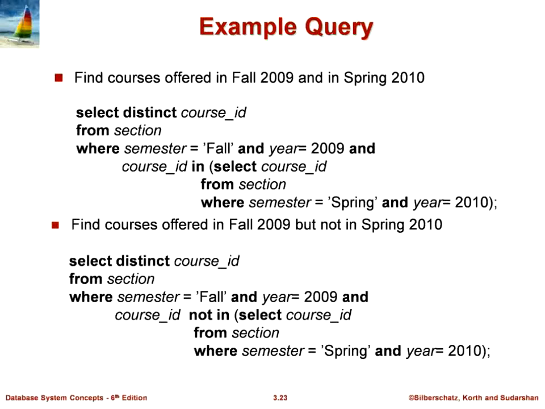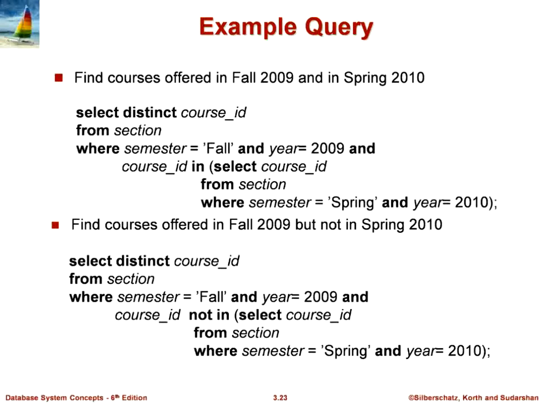So you can do it like this: select distinct course ID from section where semester is equal to fall and year equal to 2009, and course ID in. Now you can see that this is the subquery. First you are selecting the courses which are offered in spring 2010, and when they are identified, then you check whether they are also satisfying the conditions of semester equal to fall and year 2009.